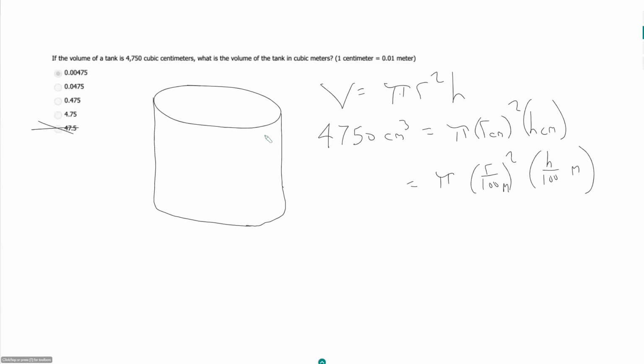So our new volume is pi times r squared over 10,000, and this becomes square meters, times h over 100 meters. Square meters times meters is going to give you cubic meters. So our volume here is going to be pi r squared h all over 10,000 times 100, which is 1,000,000.